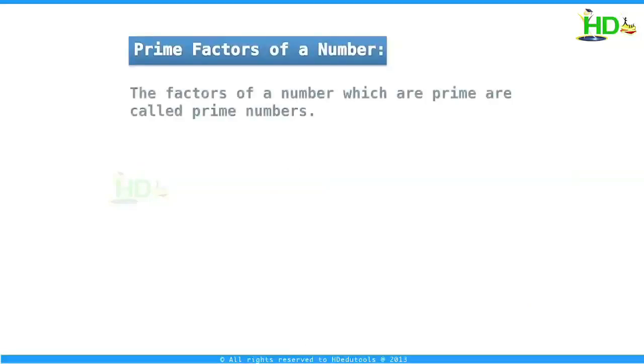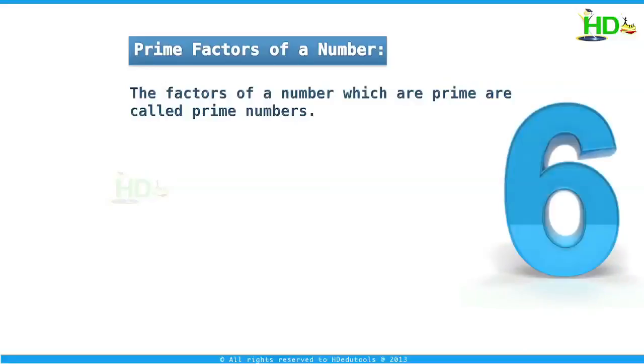Prime factors of a number. Prime factors means the factors which are prime. For example, if we consider a number 6, now we know that 2 and 3 are factors of 6. 2 and 3 are prime numbers. Therefore, here 2 and 3 are prime factors of 6.